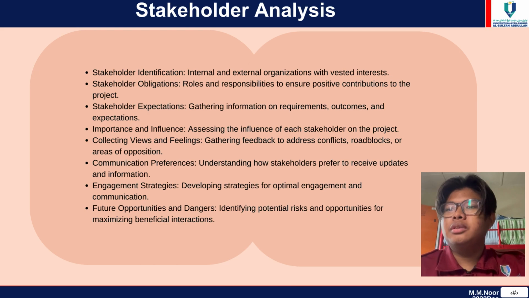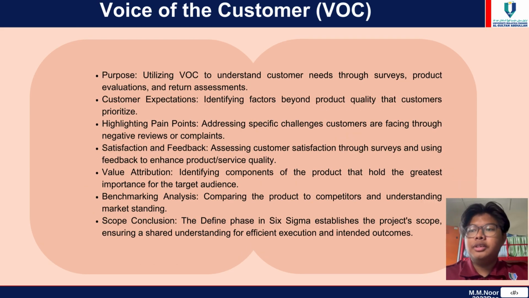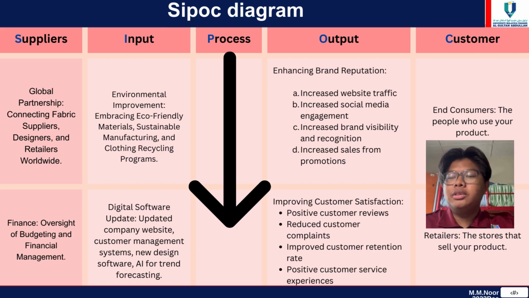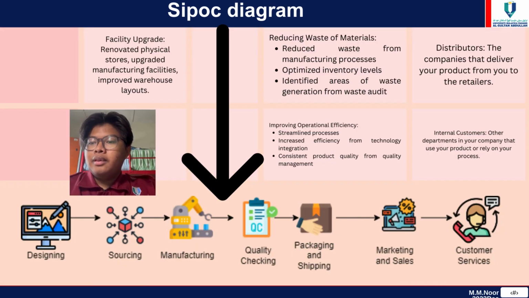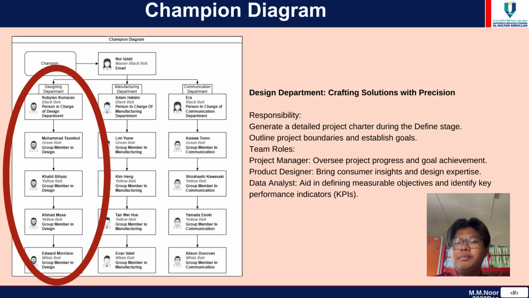And this part is our stakeholder analysis. For the next part is the voice of customer related analysis. This part is our SIPOC diagram, which consists of supplier, input, process, output, and customer. And this is the process of the SIPOC diagram: from designing, sourcing, manufacturing, quality checking, packaging and shipping, marketing and sales, also customer service. The next part is our champion diagram.